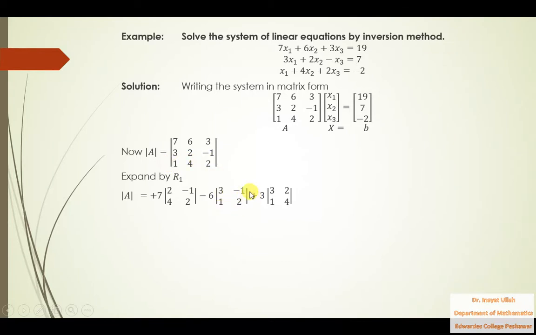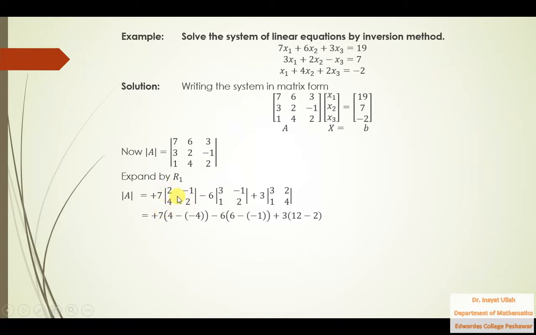Then plus sign, plus 3. Now exclude this row which contains 3 and this column which contains 3. So we are left with 3, 2, 1, 4. So 3, 2, 1, 4 is the cofactor of 3 along with this sign. Now how could we expand this determinant? That is very simple: AD minus BC, just like that, this into that minus this into that.